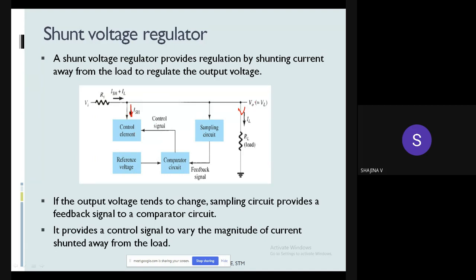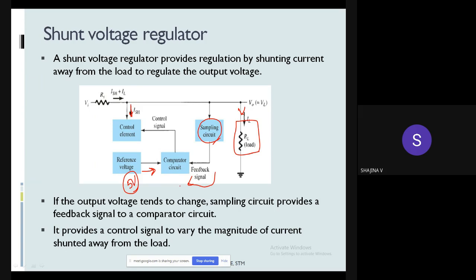If the output voltage, that is the voltage across this load resistor, tends to change, that is it may increase or decrease, this sampling circuit provides a feedback signal to the comparator circuit according to the variation in the output signal. Here the comparator circuit is supplied with the reference voltage. This reference voltage is actually our constant DC output voltage. For example, if the voltage I need at the output is 5 volts, that reference voltage is provided by this circuit. So this comparator circuit always compares this reference voltage with the output voltage.